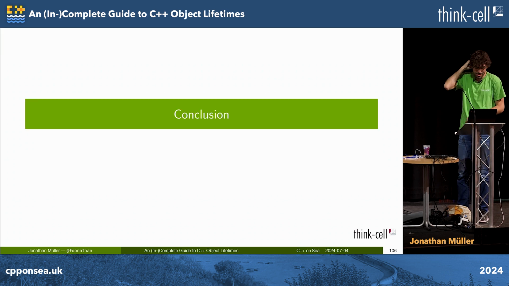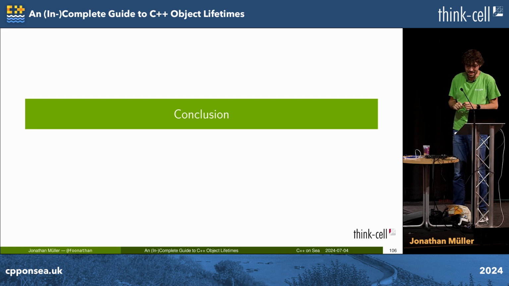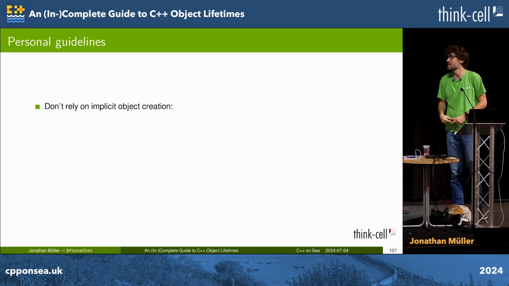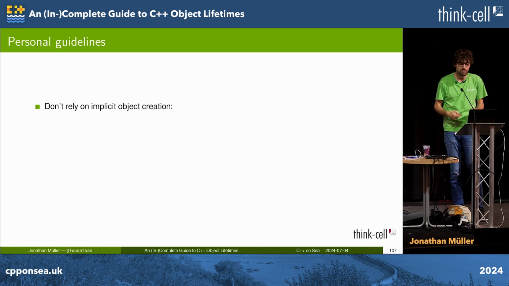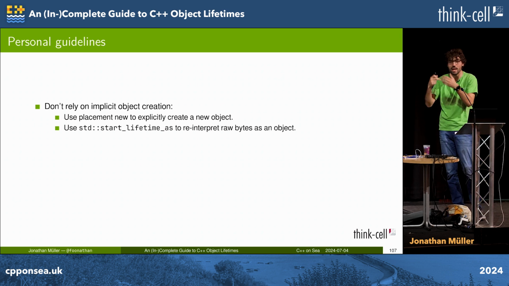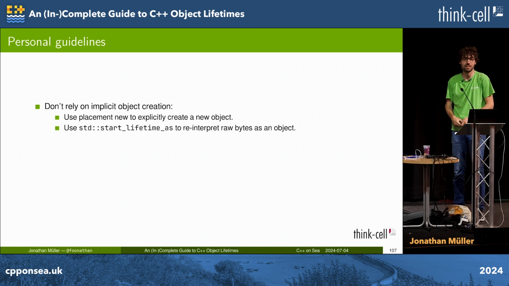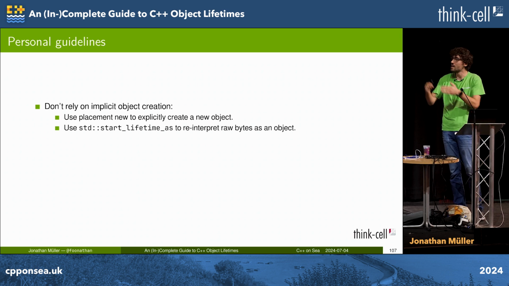Anyways, let me come to the conclusion and then have some time for questions. And some actual guidelines. Don't rely on implicit object creation, right? It's just weird. You use start_lifetime_as or placement new, right? Use placement new to explicitly create a new object. You use start_lifetime_as to implicitly create a new object, right? It just makes the code much nicer to read. You don't have to rely on these rules. You just say, I want to create an entirely new object, or I want to start the lifetime without touching the values.